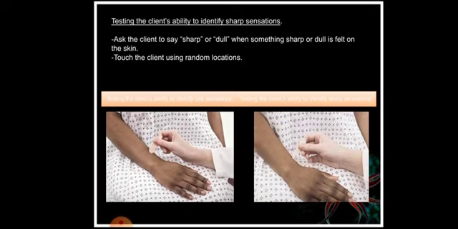Next, the ability to identify the sharp sensation or pain. Ask the client to say sharp or dull when something sharp or dull is felt on the skin. Touch the client at random, different locations. You have to give some sharp or dull sensation, and ask.